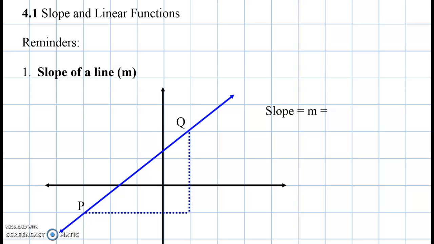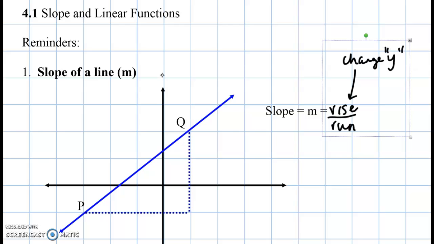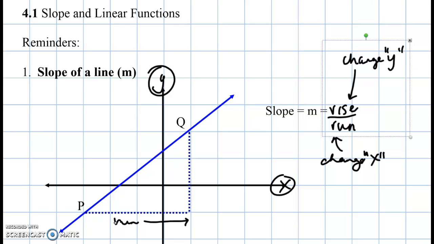Slope we refer to, or we say, is the rise over the run. The rise meaning up and down, right? The change in the y coordinates, right? Here's the y-axis. Over the run, the side to side, left to right, the change in x. Okay, here's the x-axis, side to side. So we've got the run here, from this spot to this spot, and we've got the rise here, the y difference.